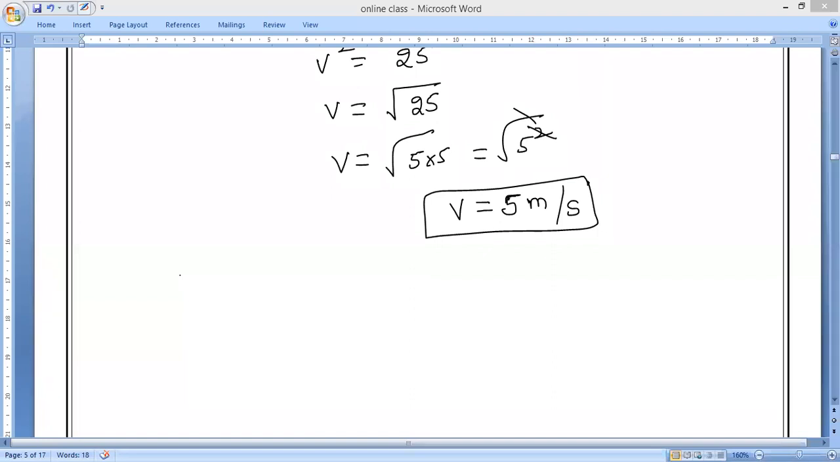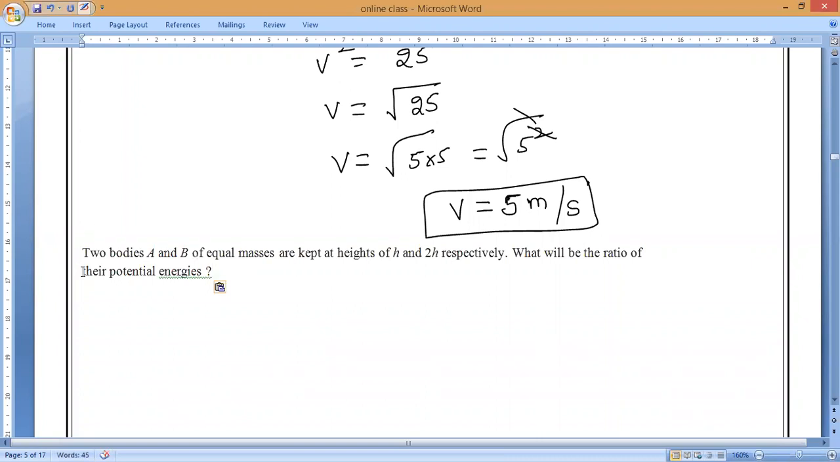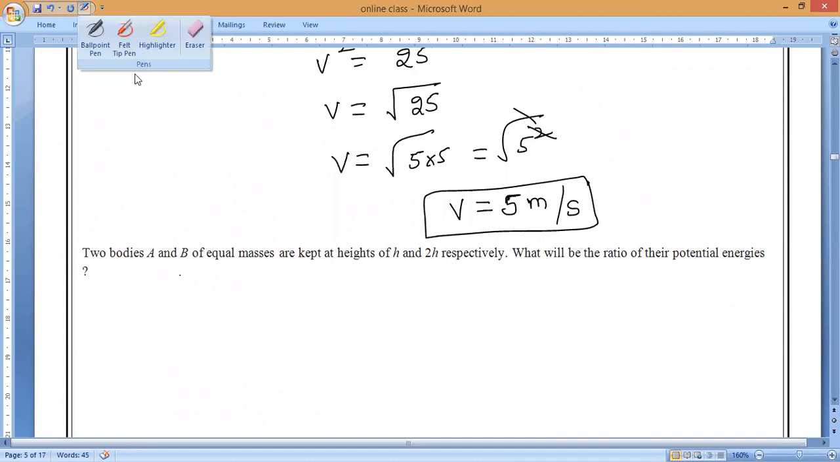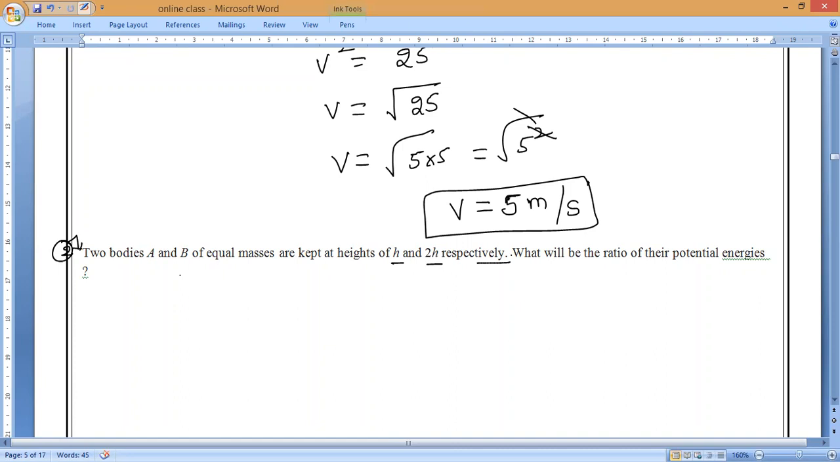Right. Two bodies A and B. Tamil Selvan, you also need to speak when you understand. Right. This is the second question, everybody. Two bodies A and B of equal masses are kept at a height of h and 2h respectively. What will be the ratio of their potential energies?